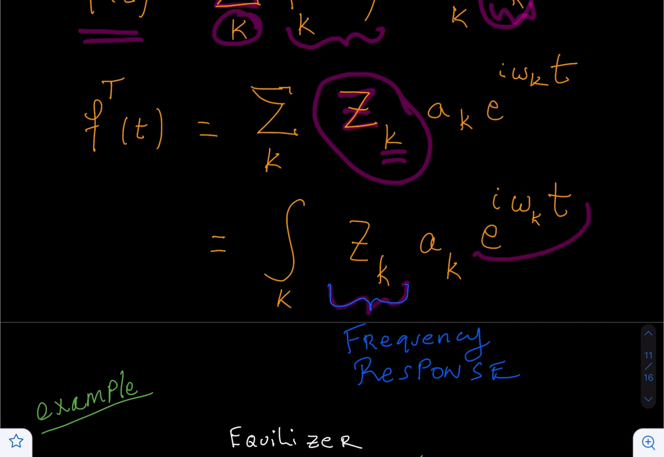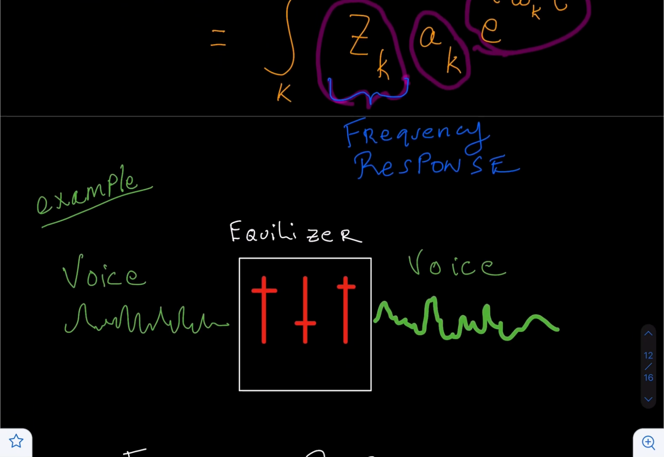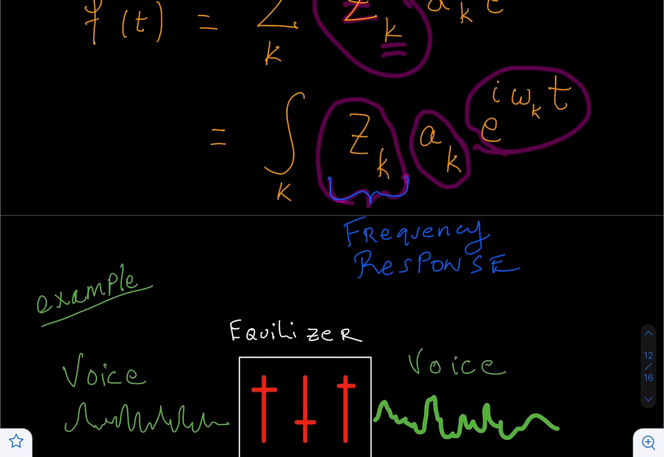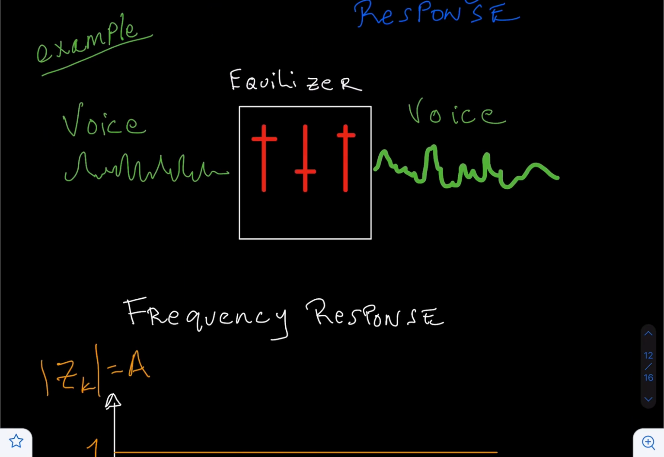So here's the tone. Here's how much of the tone is in the original. And when you transform this, when you put it through the equalizer, this is how much each frequency gets amplified or shrunk down. So back to the equalizer. Now what I'm looking at is all of these for different frequencies. You look at all of the Z_k's right there.